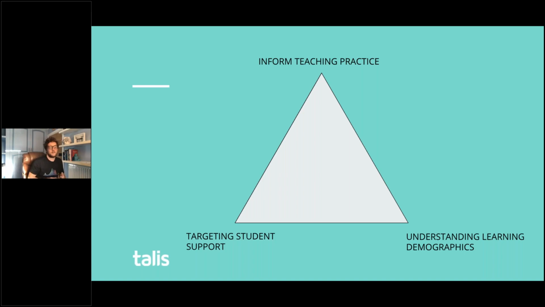For me, the real value comes from being able to adjust the way that we are teaching the current students that are sat in front of us. But as long as that's in some way informing teaching practice to continuously improve, adjust and amend, then that is valuable. Targeting student support. We're in a situation right now where we don't have students in front of us, and that's where data and insight into student engagement can become even more powerful, particularly for things like retention and student support. But for me, that doesn't just cover individual student support.